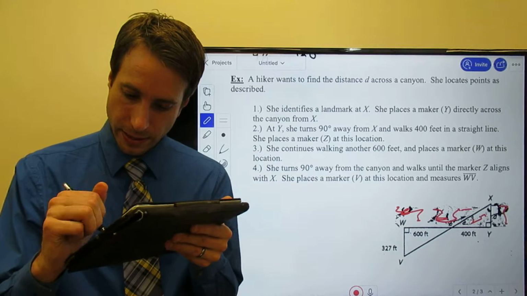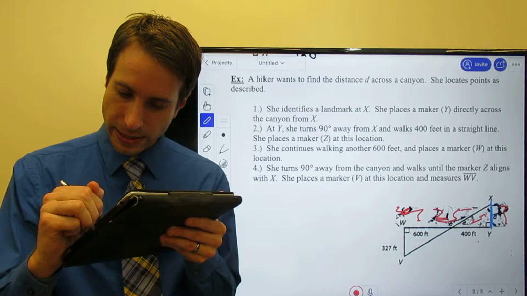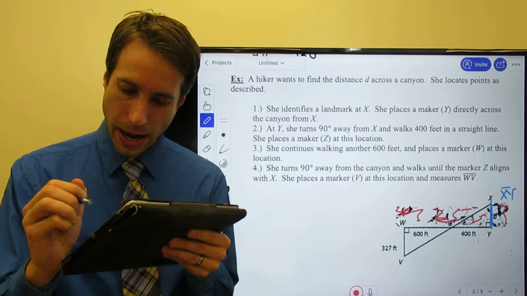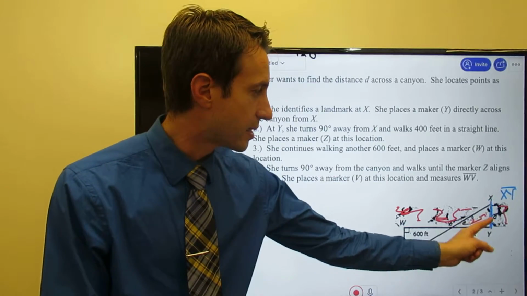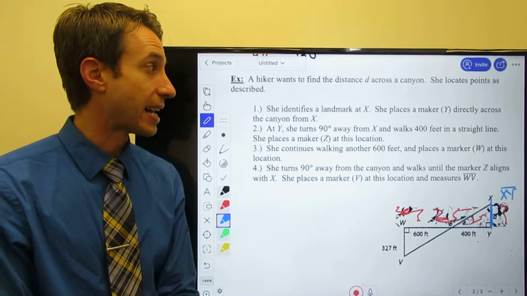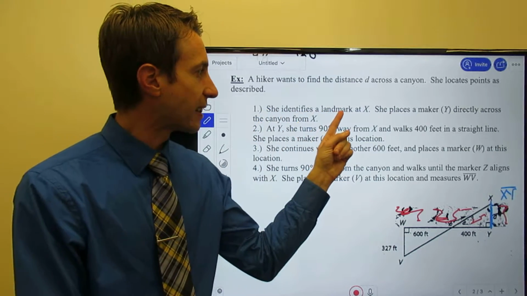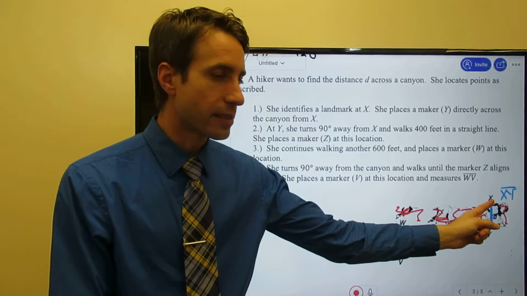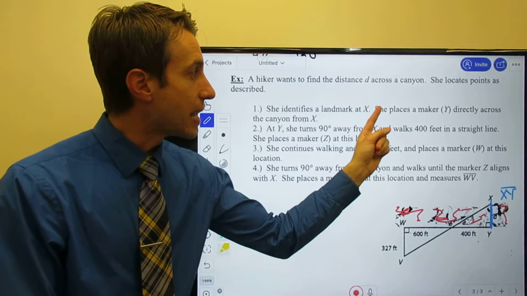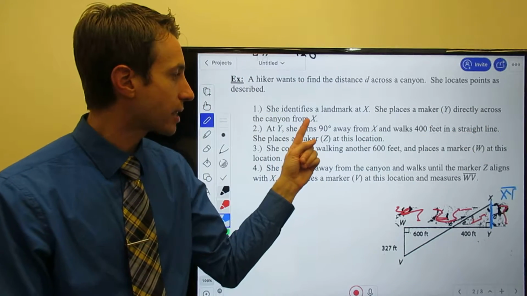Anyway, where's my distance? This guy right here, this distance, X, Y. That's the distance I want, the distance across the canyon. So how's the hiker going to calculate that distance? Well, here's what she does. She identifies a landmark at X. There it is, X right there. She then places a marker, Y, directly across the canyon from X.